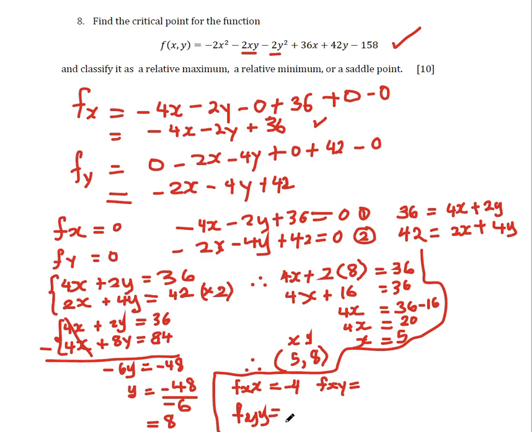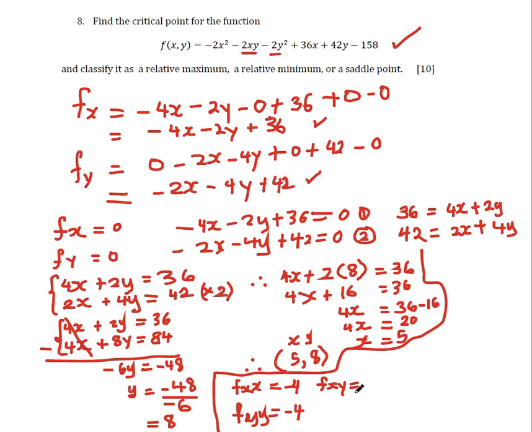Now for fyy, we're going to differentiate the fy with respect to y. So let's look at this. We're differentiating this expression, this function here. When we differentiate negative 2x with respect to y, we would get 0. But when we differentiate negative 4y with respect to y, we'll get negative 4. So that's fxx and fyy, and of course 42 is a constant. So when you differentiate it, you'd get 0.